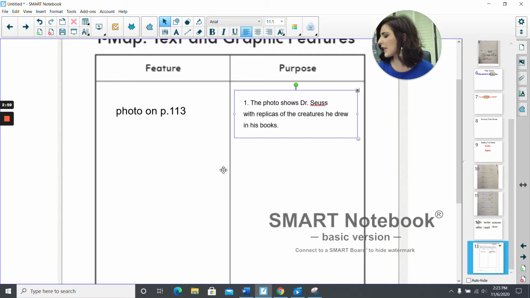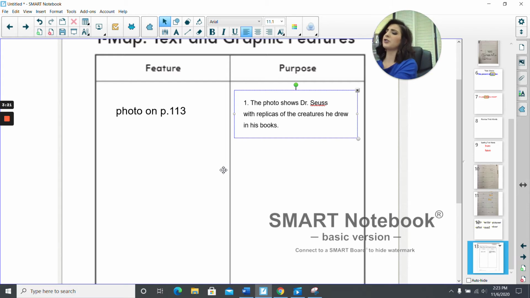Now, if we take a look on page 114, okay, we see pictures of him right here. He's in his office drawing pictures. So that lets us know that it just shows us a little bit more about him and how he created the pictures in his stories.